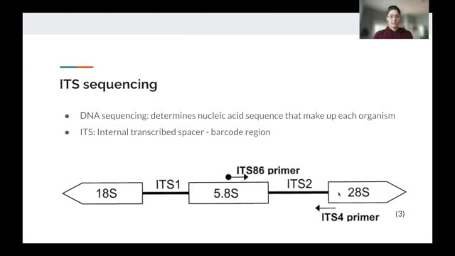So what is ITS sequencing? It's a type of DNA sequencing, which determines the nucleic acid sequence that makes up each organism. And ITS is an internal transcribed spacer in fungi. So it's a barcode region. What this means is almost all fungi have this region, so that we can design primers to make sure we're getting the ITS of every single fungus, but each species has a different variable region. So then we can determine which fungi and different species of fungi are in our starter.